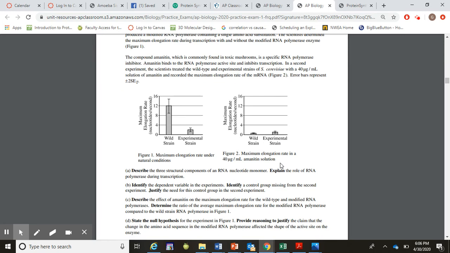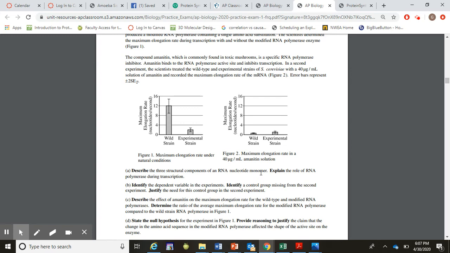All right, let's just get into our questions now. Describe the 3 structural components of RNA nucleotide monomer. I thought it was kind of a weird question. It was such a content question. But the 3 portions of any nucleotide are a sugar, phosphate, and a base.